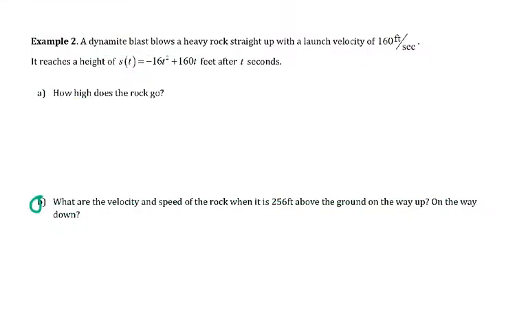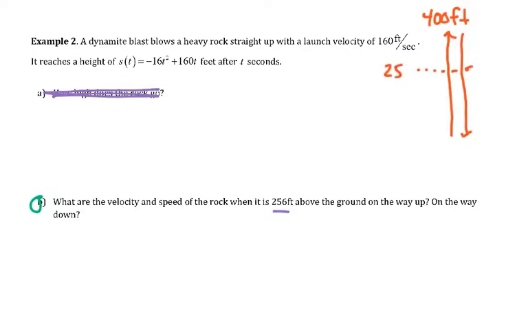Now we'll tackle this part B. So don't look at this part. We'll just do this. What are the velocity and the speed when it is 256 feet above the ground? So we already know that it goes up 400 feet and then it starts falling, right? So at some point, it does reach 256 feet, right? So we want to find the velocity at that point and the speed.